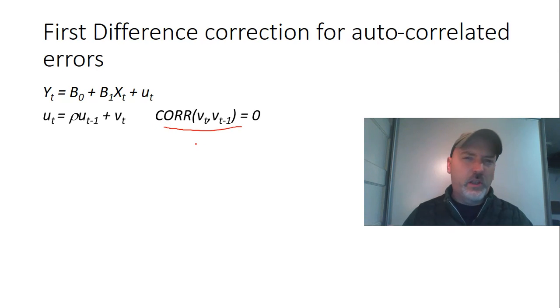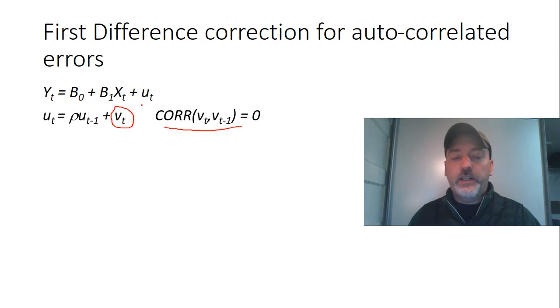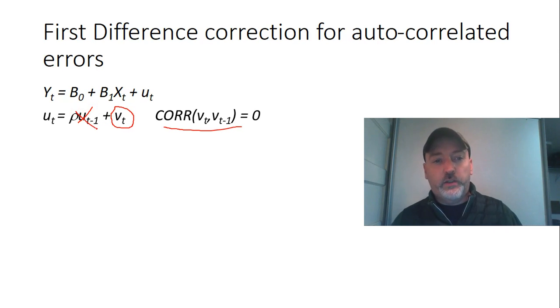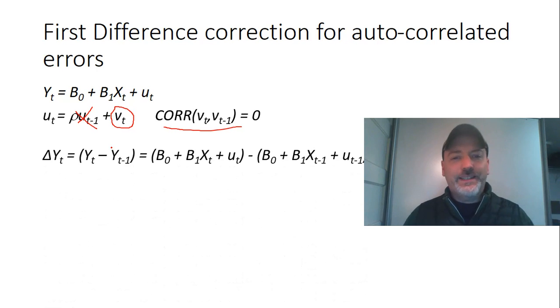So one way to think about a lot of these solution methodologies is we want to create a model where the error term is dominated by this VT component and not so much this problematic UT term. And that's exactly what this first difference transformation will do for us. When we talk about a first difference, or a delta YT, we're just talking about the change from one period to the next, the difference between YT and YT minus 1.